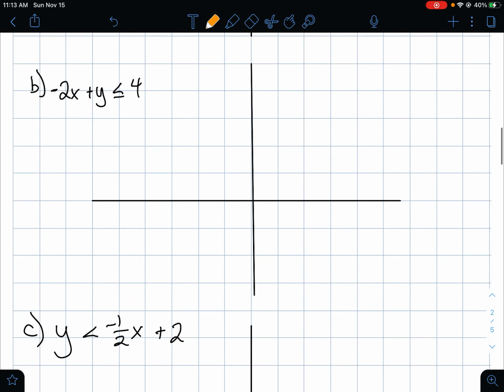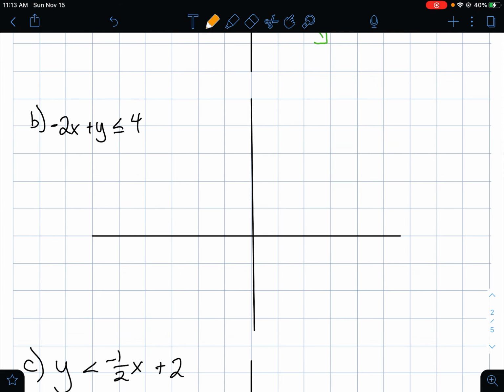Okay, so our next one, negative 2x plus y, is less than or equal to 4. So first thing I always do is I try to get it in slope-intercept form. So I'm going to add 2x to both sides. And when I do that, I end up getting y is less than or equal to 2x plus 4. So now I'm going to graph my y-intercept, which is positive 4. And my slope is positive 2, so up 2 and over 1. I also can go down 2 and left 1 because that's negative 2 over negative 1, which would give me a positive.